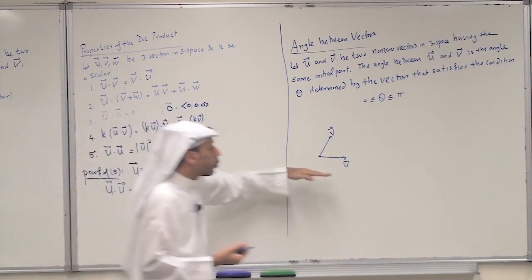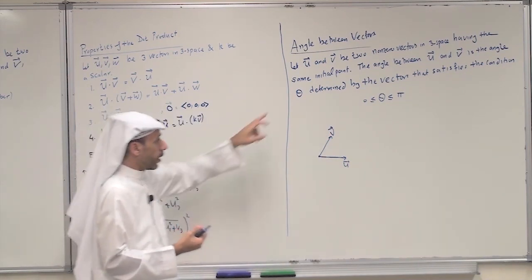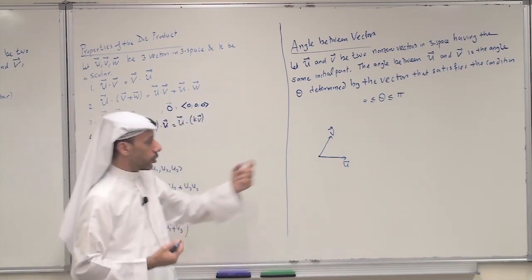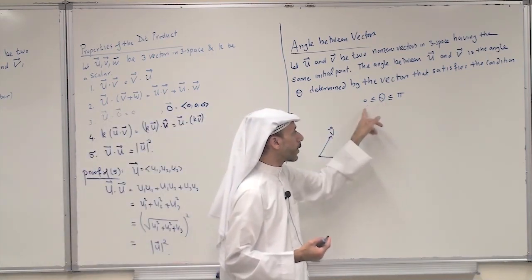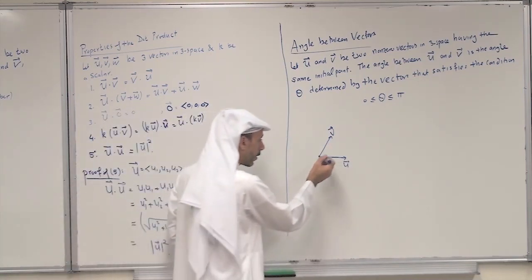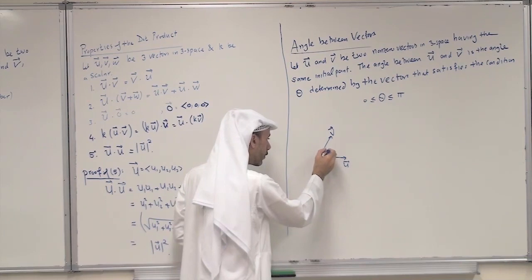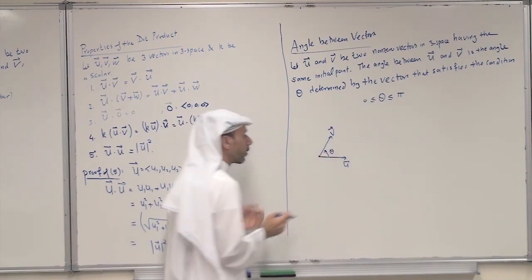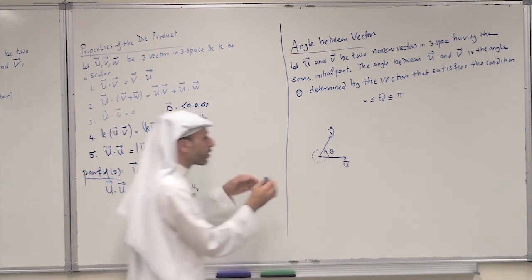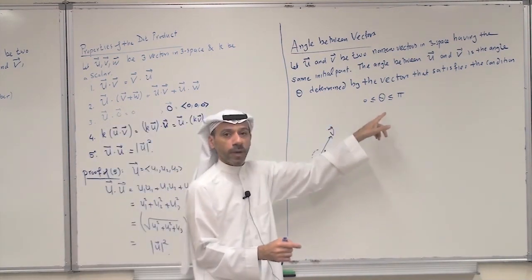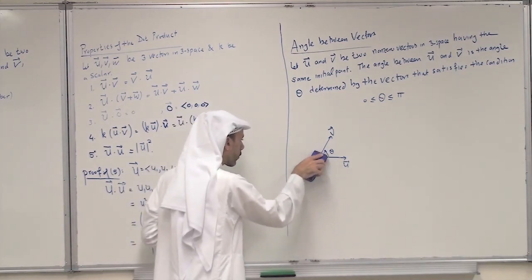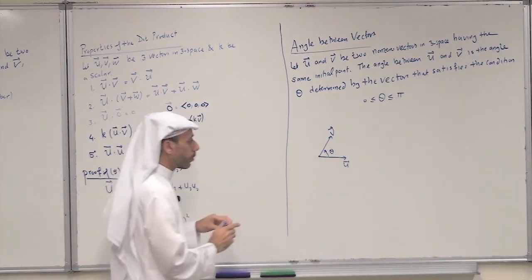The angle between the two vectors is the angle theta, determined by the two vectors, that satisfies the condition that theta has to be between 0 and pi. Basically the smaller one. So here the angle between u and v will be considered this one, theta. We will not take the outer one. The outer one will not satisfy this condition, 0 to pi. So take the smaller one. So the angle will be that one. It has to be between 0 and pi.